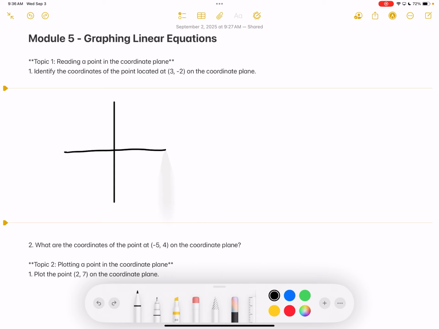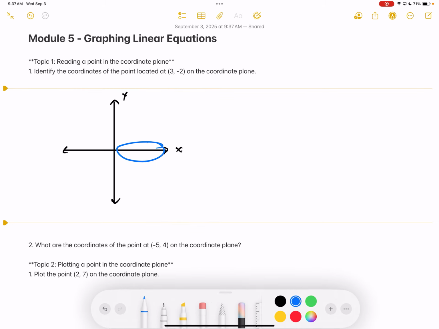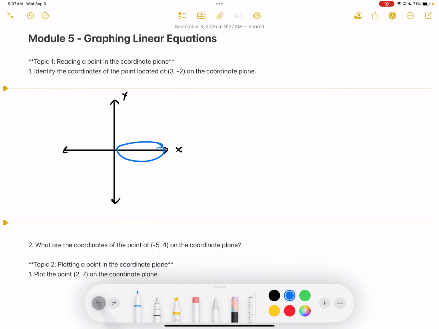I'm trying to make a pretty one so I can just copy it real quick. So you have the x-axis is the horizontal one, and the y-axis is the vertical one. So this is my x. This is my y. You have positive numbers as you go to the right on your x, and negative numbers as you go to the left. And then on the y, you have positive numbers as you go up and negative numbers as you go down, okay?